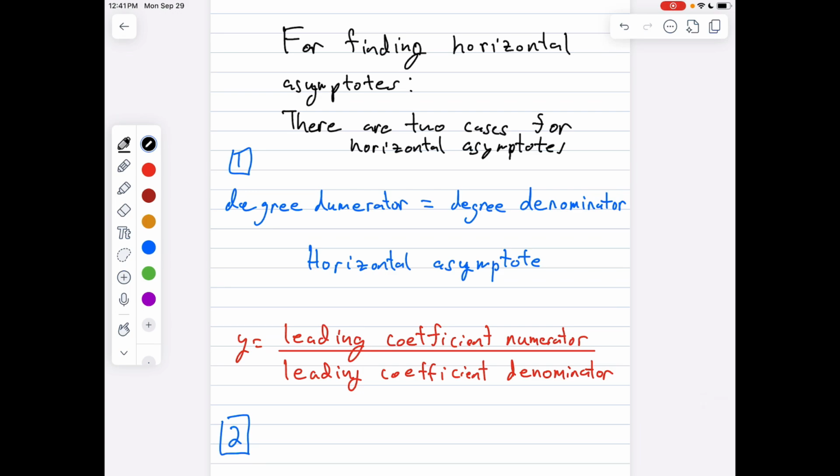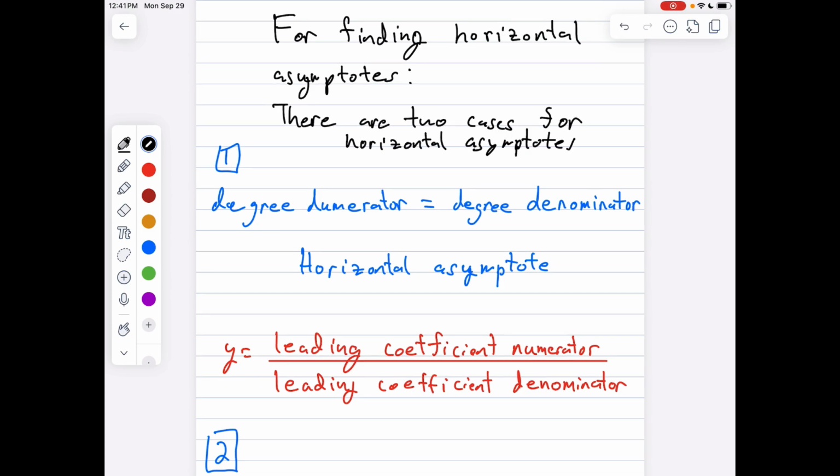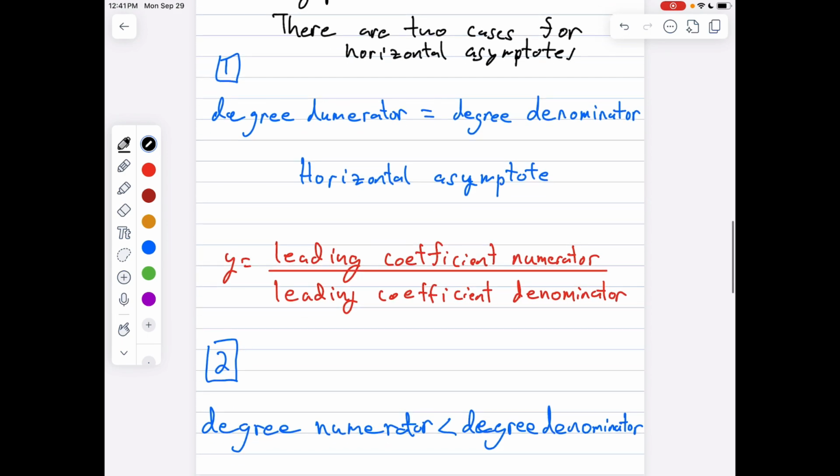For a rational function, there are two cases where this can happen. Okay. The first case, number one, is when the degree of the numerator equals the degree of the denominator. So the highest power you see on the numerator is equal to the highest power on the denominator. You'll have a horizontal asymptote then. And the asymptote here is equal to what I have here in red: y equals the leading coefficient of the numerator divided by the leading coefficient of the denominator.